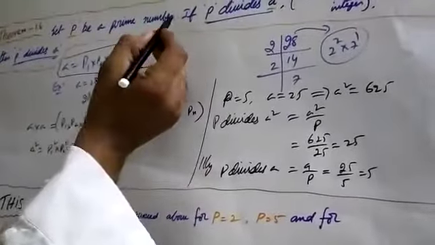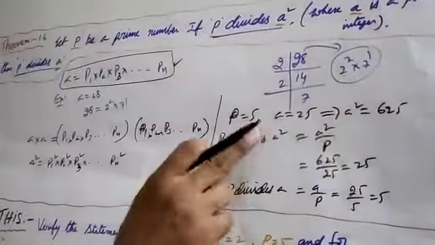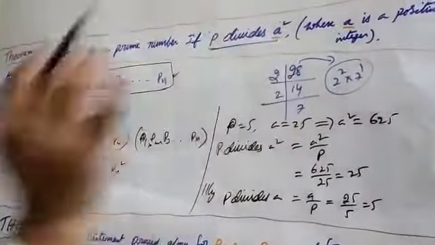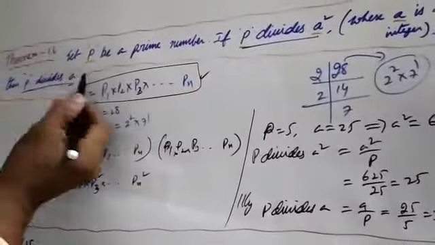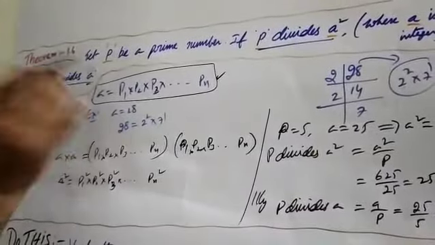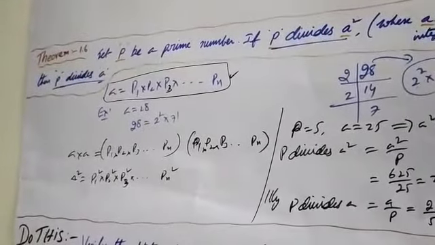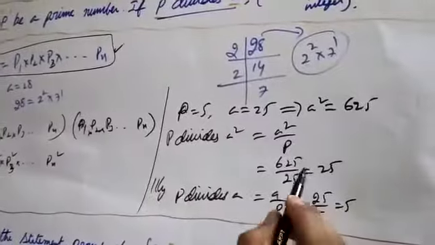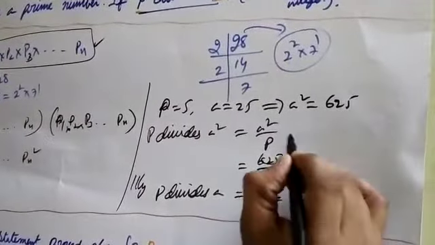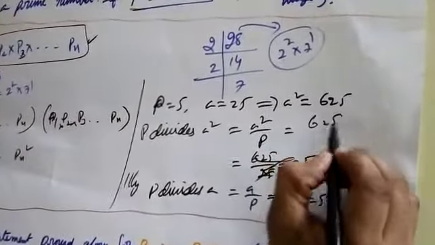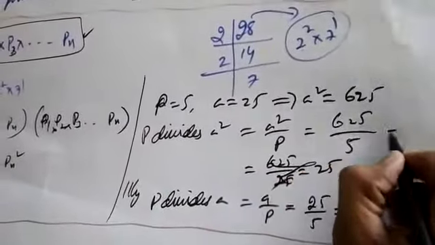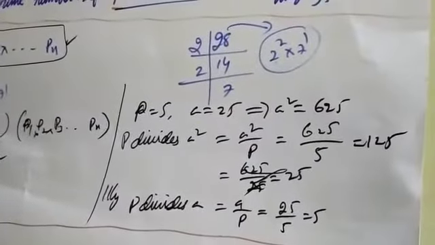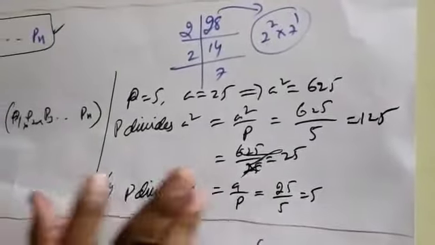P is a prime number. Yes, P is a prime number. P divides A square. A is a positive integer, therefore P divides A square, then P divides also A. See, oh sorry, here is wrong. So therefore A square is equal to 625 by P, P means 5, that is equal to 125. Like, right.